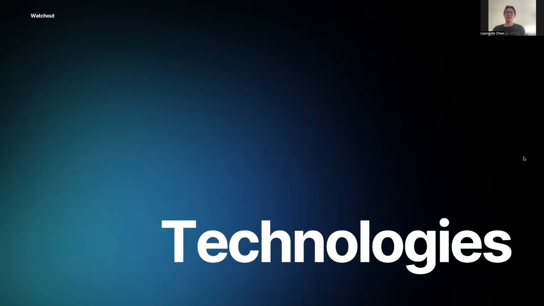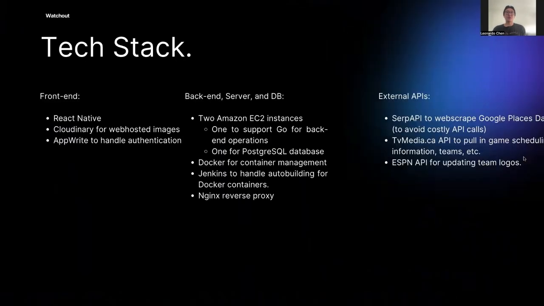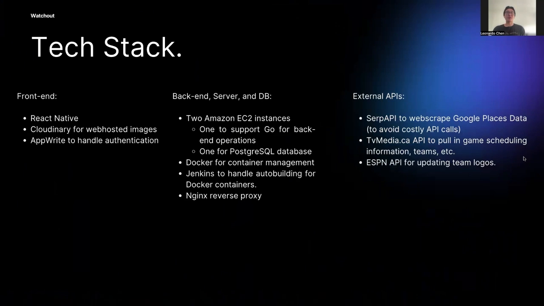Okay, so I want to talk a little bit about the technology we used. So front-end wise, we use React Native, Cloudinary for hosting all of the images that our app uses, and we have AppRive for authentication. Moving to the backend, we have our main server with a Postgres database, both containerized and deploying to Amazon EC2 instances. We have Jenkins for testing and auto building our application every time we make a change in the backend, and Nginx reverse proxy for request forwarding and HTTPS requests.